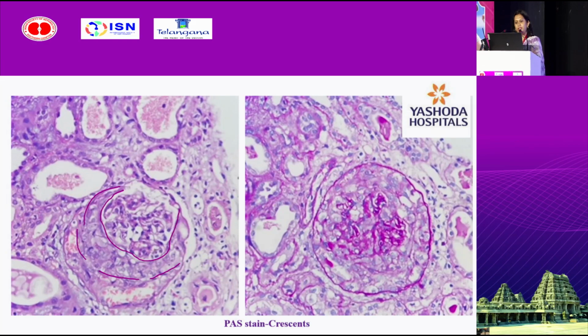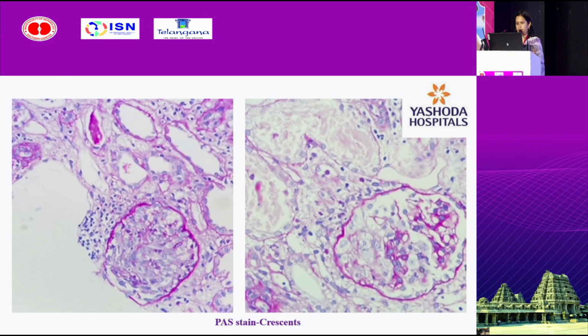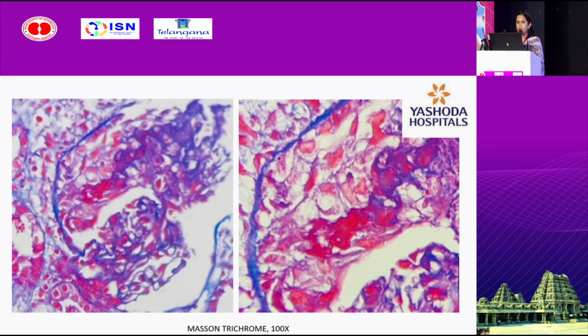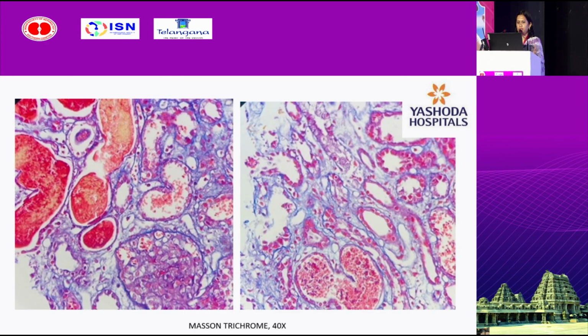And here again in the PAS stain we see smudgy material which is partly destroying the tuft, with cellular crescents occupying the Bowman space. Again the crescent with the neutrophils in between. Now this is Masson's trichrome. Here is the closer view of the tuft, which shows fuchsinophilic material with ragged edges, that is fibrinoid necrosis. Masson's usually highlights the RBCs or any plasma products as fuchsinophilic. You see RBC casts in the tubules.